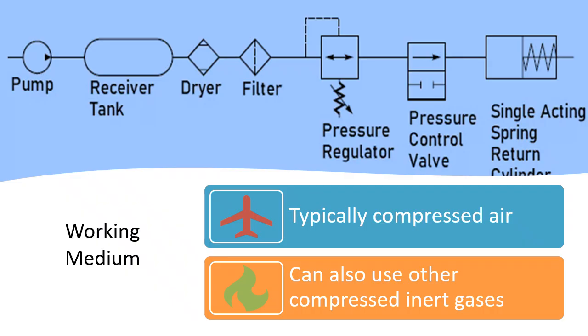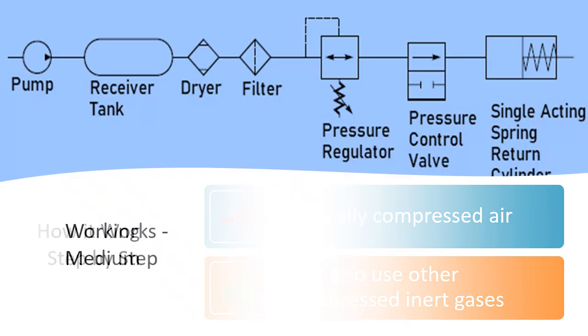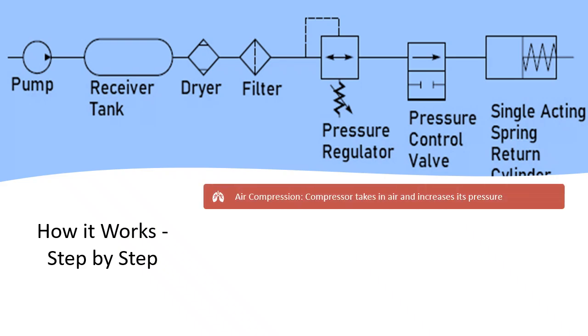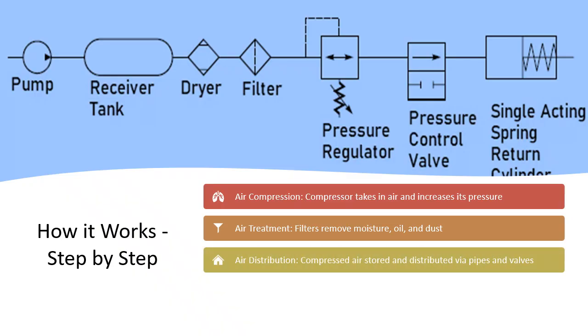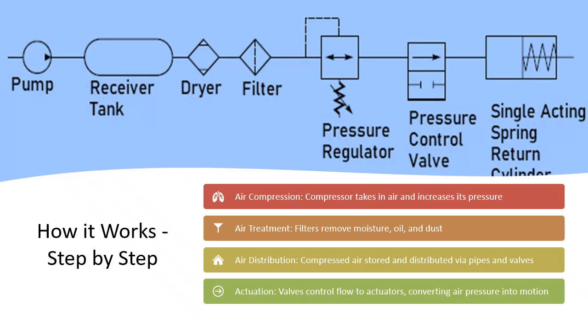How it works step by step. First, air compression. Atmospheric air is drawn in and compressed to a higher pressure. Second, air treatment. The air passes through filters and dryers to remove moisture, oil, and dust. Third, air distribution. The compressed air is stored in a receiver tank and sent through a network of pipes and valves. Finally, actuation. Valves control the airflow to actuators, which convert the air pressure into mechanical motion.